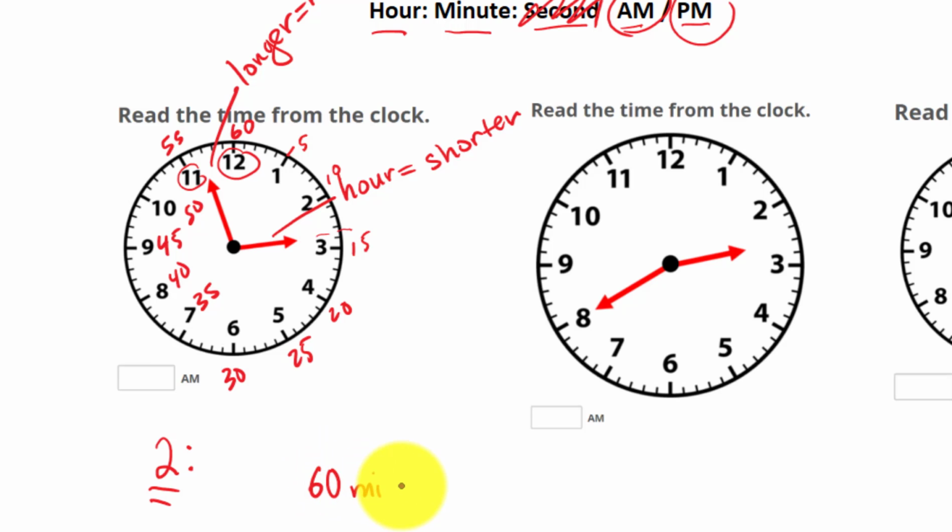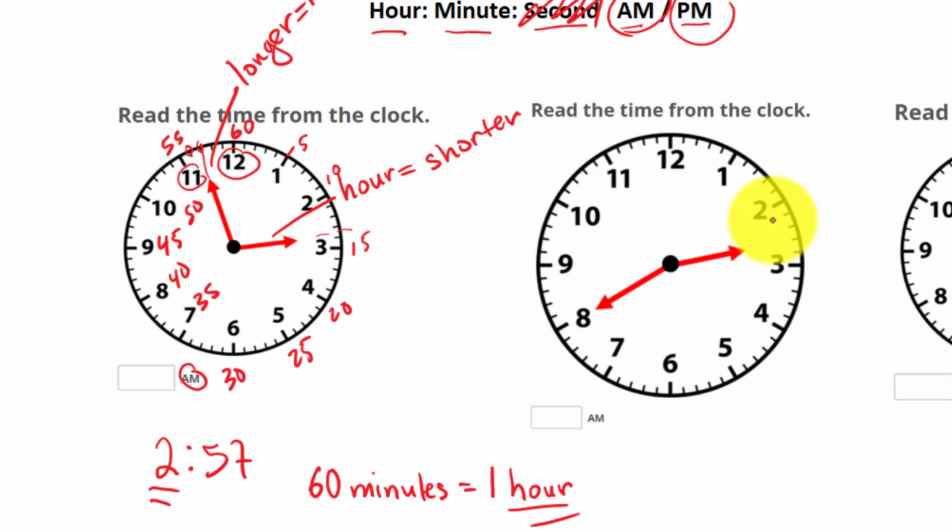Notice how we have 60. Well, what is 1 hour equal to? If you know the time by now, 1 hour is equal to 60 minutes. Isn't that cool? Now we can go back and read. So if this is 55, let's just draw a line right there. So this is 56, 57. So the time is 2:57, and it's telling us it's AM. Isn't that awesome?